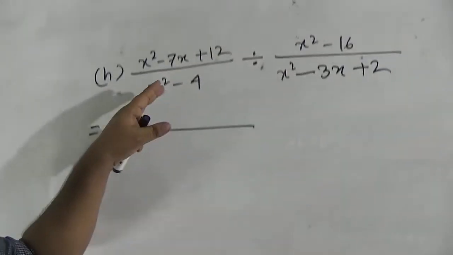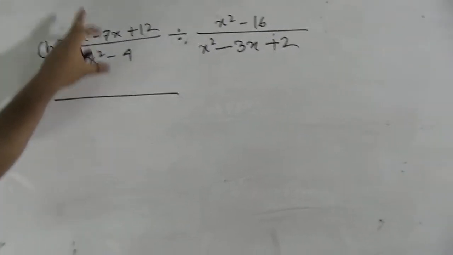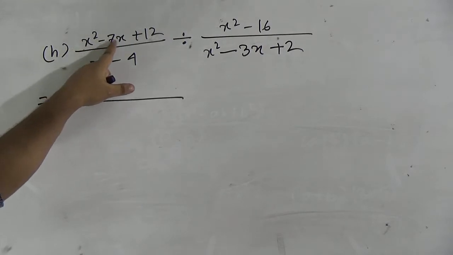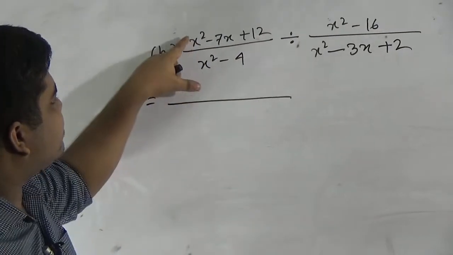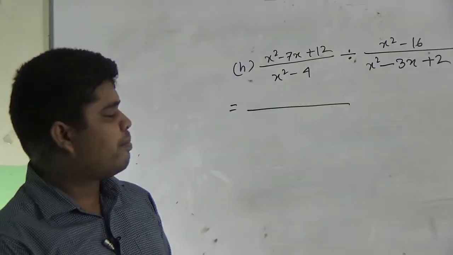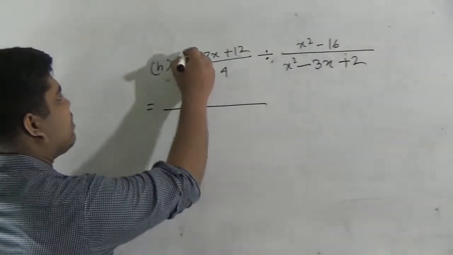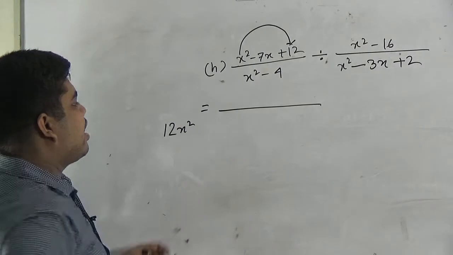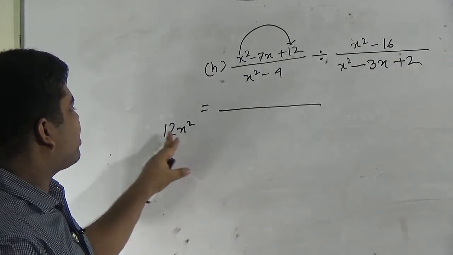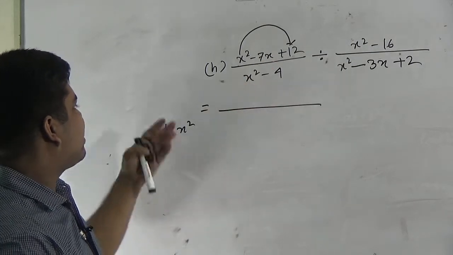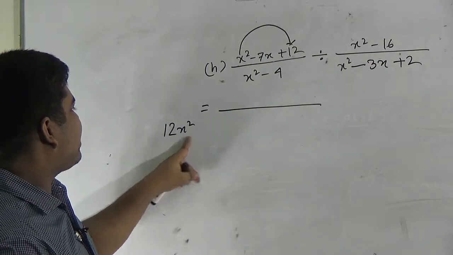My dear student, notice that at first we resolve the numerator and denominator of the fraction into factors. Here the numerator is x square minus 7x plus 12. How can we resolve this expression into factors? We use here the middle term break method. That means at first we multiply this number by this number and it will be 12x square. And how can we divide this 12x square into two factors whose addition will be 7x and whose multiplication will be 12x square?